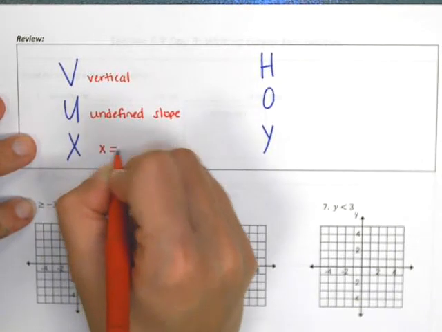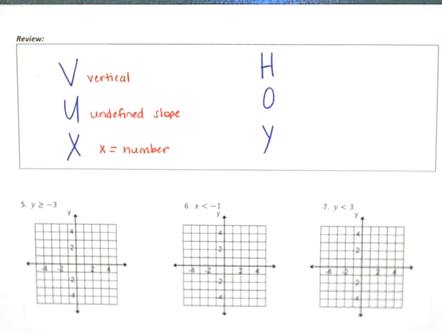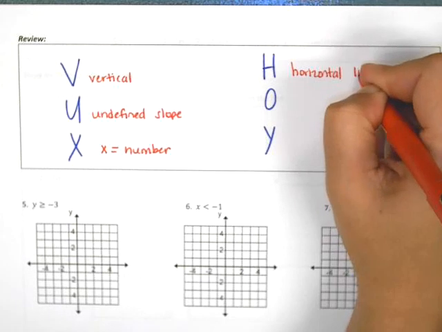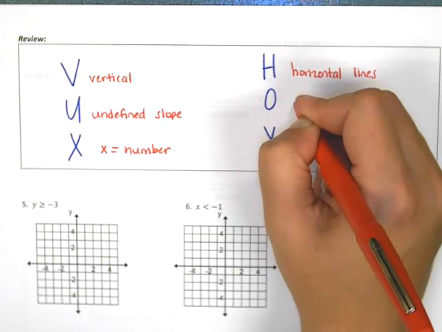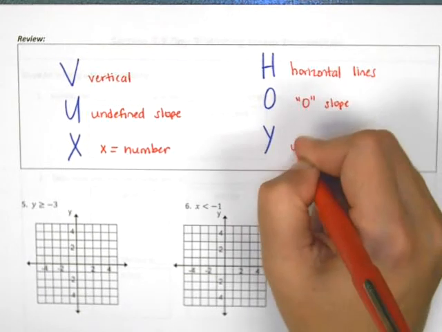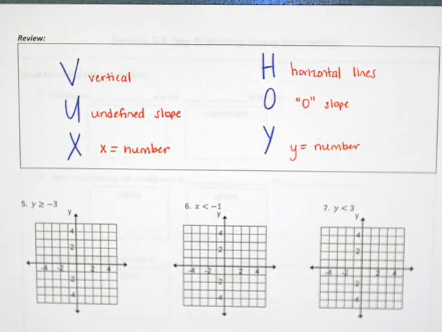And the X stands for X equals a number in the equation. The H stands for horizontal lines. The O stands for a zero slope. And the Y stands for a Y equals a number in the equation. When we graph vertical and horizontal lines on a two-dimensional graph, some of the shading and stuff gets a little bit different because these are different types of lines. So let's go through some examples here.